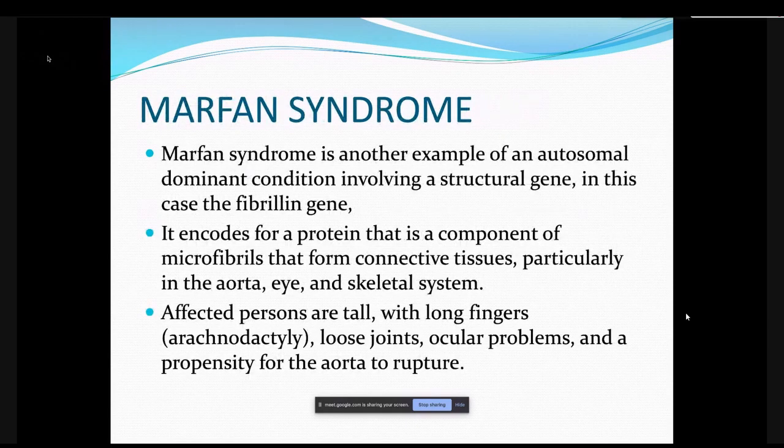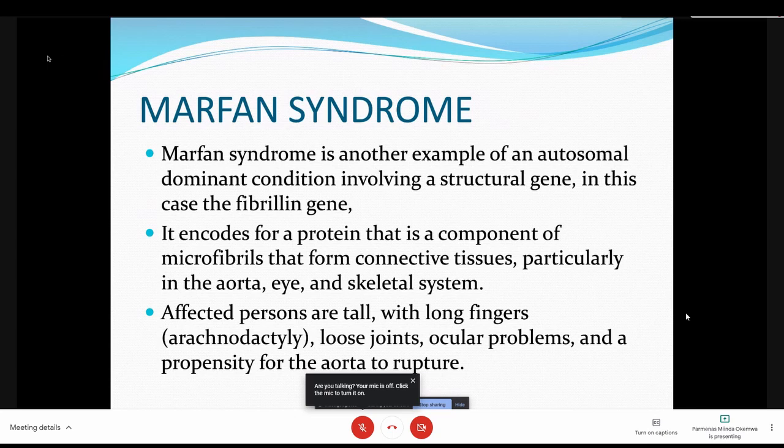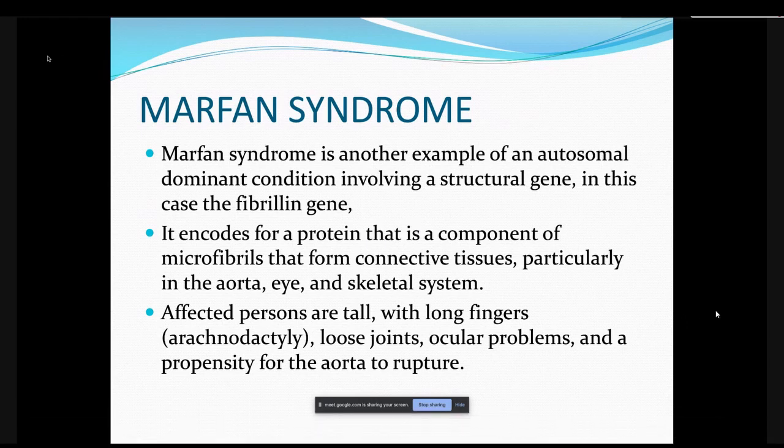One of the classical examples of an autosomal dominant is a condition referred to as Marfan syndrome. So what happens in this, there's a gene referred to as the fibrillin gene. It encodes for a protein that's a component of microfibrils that form connective tissues, particularly in the aorta, in the eye, and skeletal system. So mutations in the fibrillin gene result in abnormalities in fibrous connective tissue where microfibrils form part of the structure. So affected persons are tall with long fingers, something referred to as arachnodactyly. They have loose joints. They also have ocular problems. And in vessels, there's a propensity of the aorta to rupture.